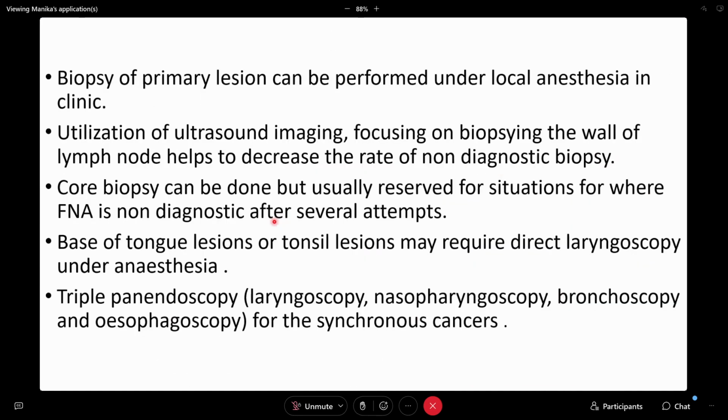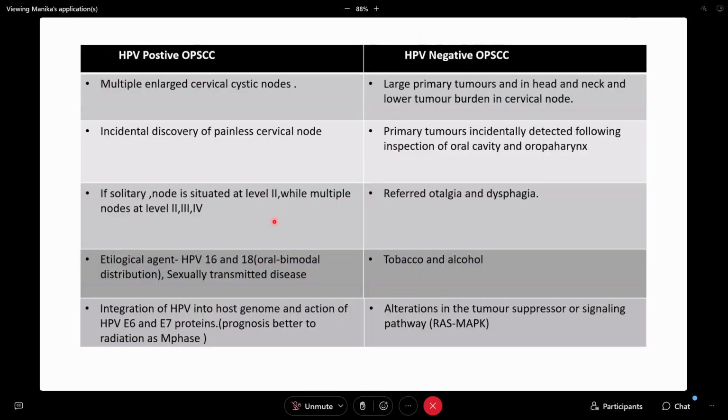Then coming to some differentiation points between the two, HPV positive and HPV negative. In HPV positive, multiple enlarged cervical cystic nodes are there. In HPV negative, the presentation is usually large primary tumors in the head and neck, and there is a lower tumor burden in cervical nodes. There is an incidental discovery of a painless cervical node in HPV positive, while in HPV negative, the primary tumors are incidentally detected following inspection of the oral cavity and oropharynx.